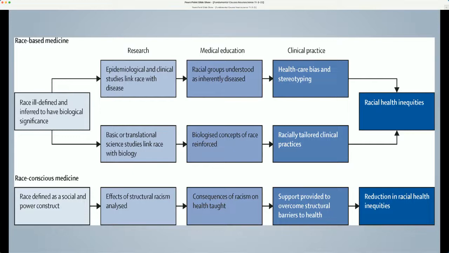What we want to move to is what's at the bottom row, which is referred to in this chart as race-conscious medicine, but I call it post-racial medicine. That's where we define race as a social construct. We analyze and study the effects of structural racism. We recognize the consequences of racism on health and teach that. We support overcoming structural barriers to health, and by those means we reduce racial health inequities. So this is where we want to get to.